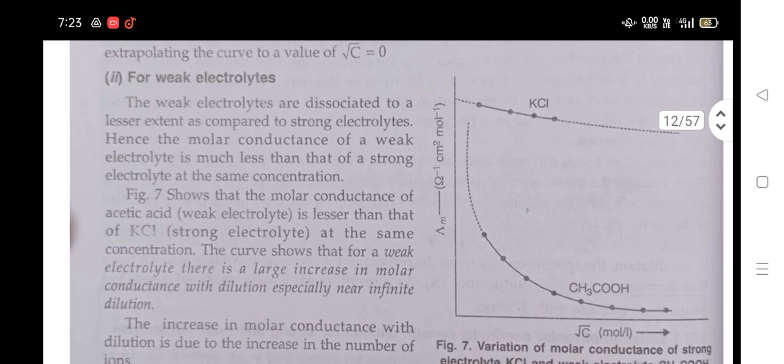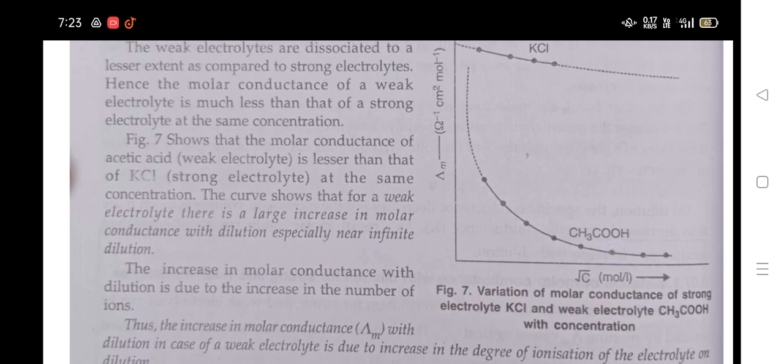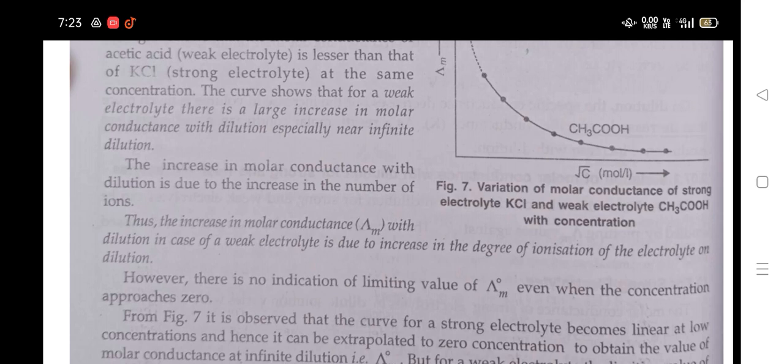For weak electrolytes, the weak electrolytes are dissociated to a lesser extent as compared to strong electrolytes. Hence, the molar conductance of a weak electrolyte is much less than that of a strong electrolyte at the same concentration. Figure 7 shows that the molar conductance of acetic acid is lesser than that of KCl at the same concentration. The curve shows that for a weak electrolyte, there is a large increase in molar conductance with dilution, especially near infinite dilution. This increase in molar conductance with dilution is due to increase in the number of ions.